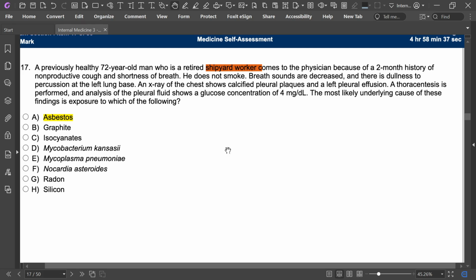A history of working in the shipyard, chronic cough, shortness of breath, pleural effusion, plus calcified pleural plaque, raises suspicion of malignant mesothelioma. Exposure to asbestos in the shipyard is the most common risk factor.